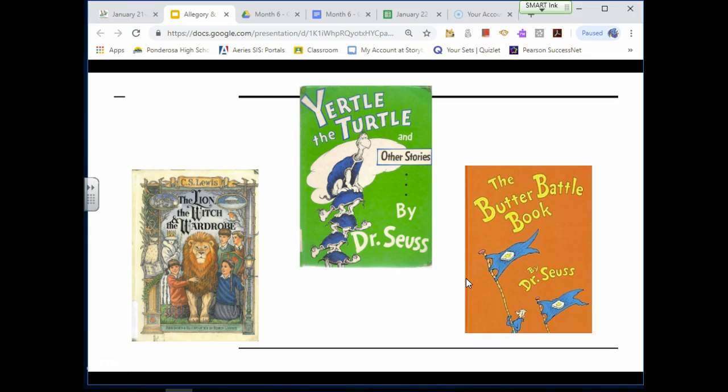The Butter Battle Book, the one where some of the people want to butter their bread right side up and the other ones butter it upside down, and they battle? Okay, Nathan, what did Janessa just say? Janessa, can you repeat that so he can hear? Well, half of the people in the book want to butter their bread right side up, and the other half want to butter it upside down. So then they have a battle to see which is the right way to butter bread.